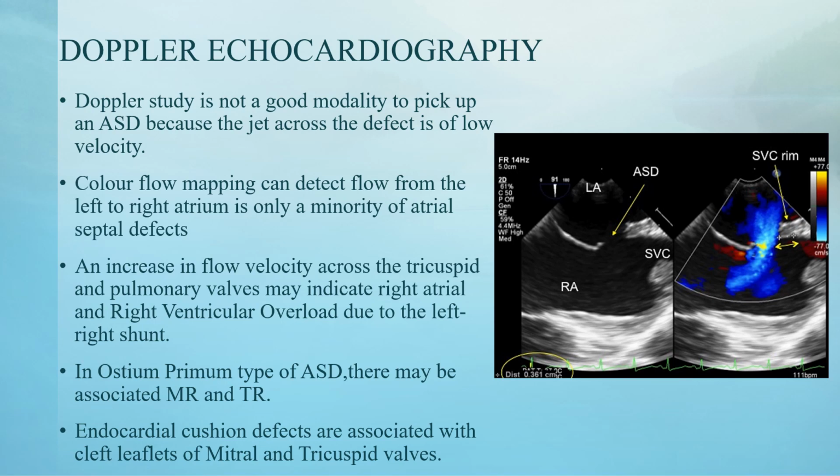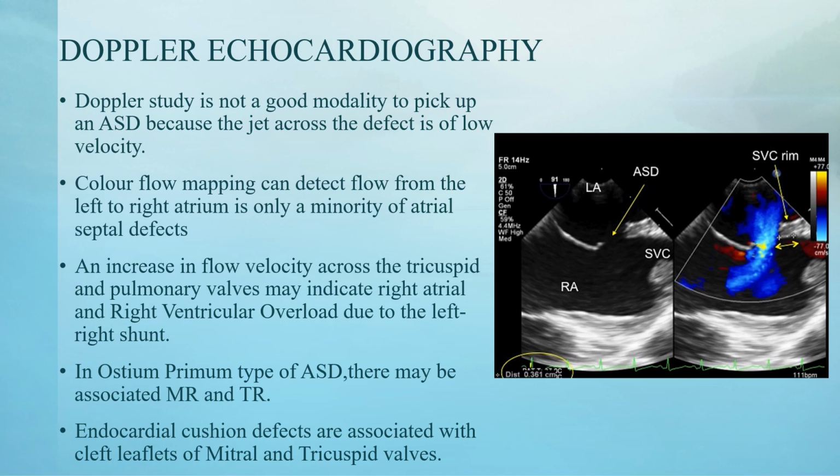Doppler echocardiography is not that good a modality to pick up an ASD because it is very poor in detecting low velocity, whereas high velocity, like a severe ASD, you'll be able to pick up easily. Only if there is color flow mapping across from left to right will you be able to detect it, and that too in only a minority of the cases. In the majority of cases, only in severe conditions will you be able to pick up the color flow mapping correctly.